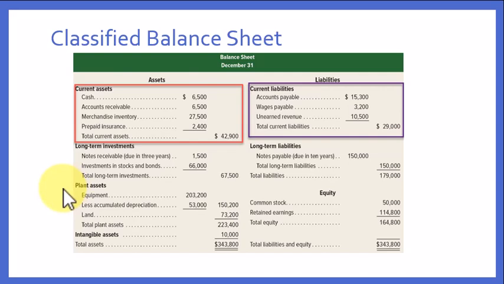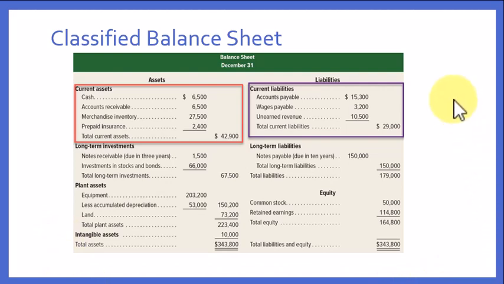Plant assets include things like land, buildings, equipment, machinery. Sometimes you'll see them called fixed assets or property, plant, and equipment. It all means the same thing. These are our plant assets. Intangible assets are our long-term assets that lack physical substance. Some of the more common examples of intangible assets are things like patents, copyrights, trademarks, franchise rights, goodwill, things along those lines. Again, it's going to be things that the company needs for their business.